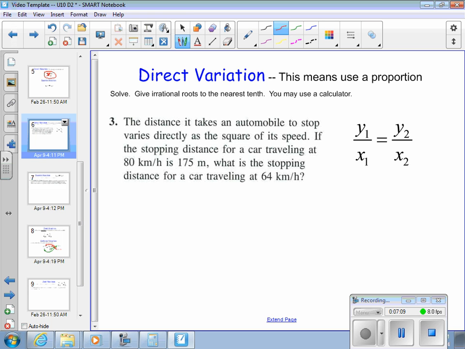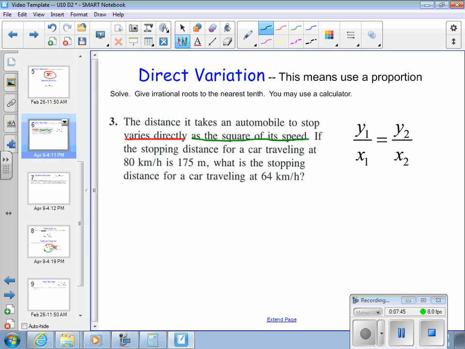Okay, the distance it takes an automobile to stop varies directly as the square of its speed. Now notice it says varies directly. This is direct variation. And also notice that it says as the square of its speed. That's going to be important. If the stopping distance for a car traveling at 80 kilometers per hour is 175 meters, what is the stopping distance for a car traveling at 64 kilometers per hour?